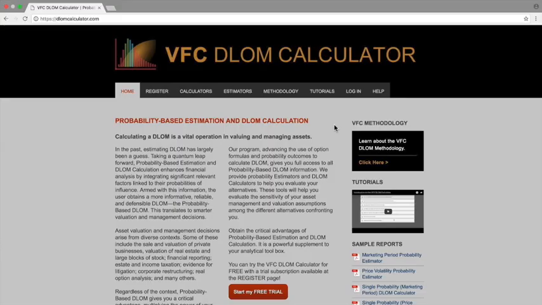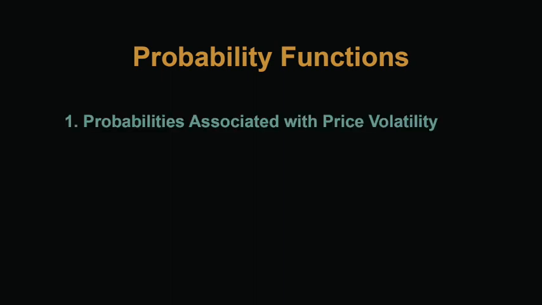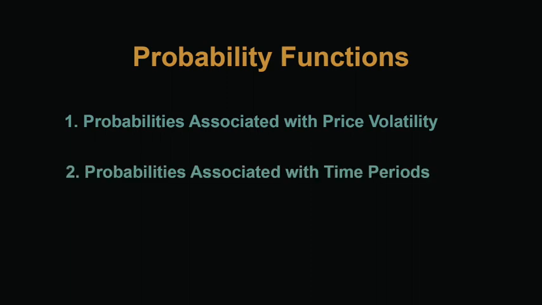The VFC DLOM calculator offers two powerful probability-based functions. One function is used to estimate the probabilities associated with price volatility, a measure of the price risk associated with owning a business or other asset. A second is used to estimate the probabilities associated with the time periods needed to market illiquid assets, particularly businesses.